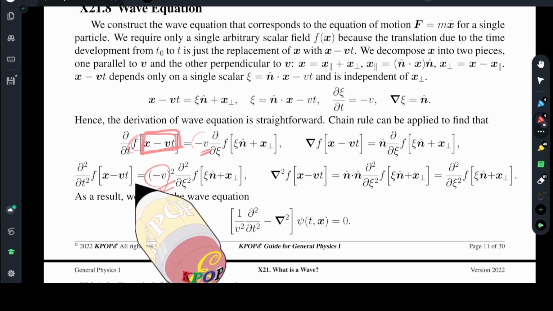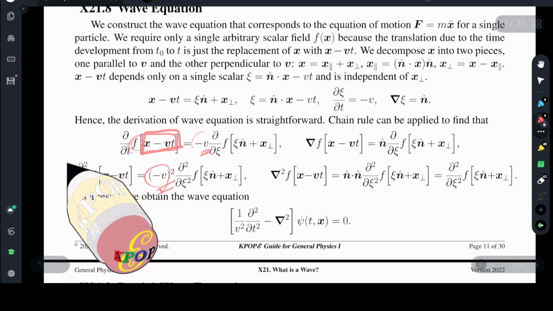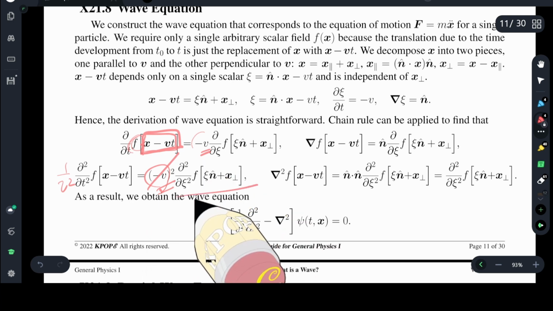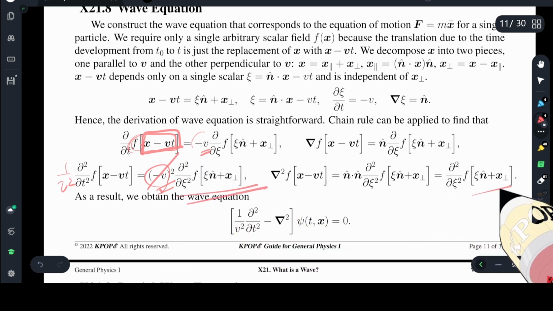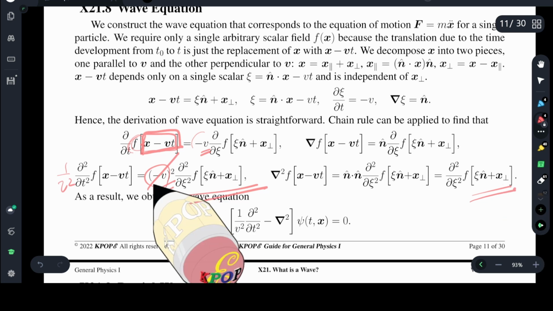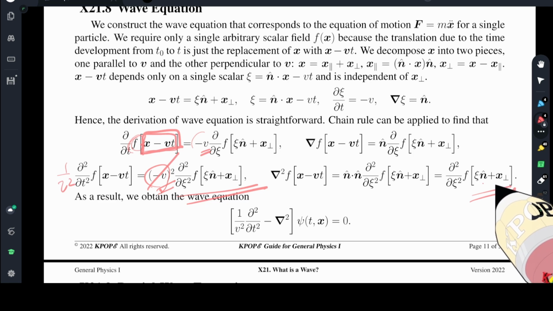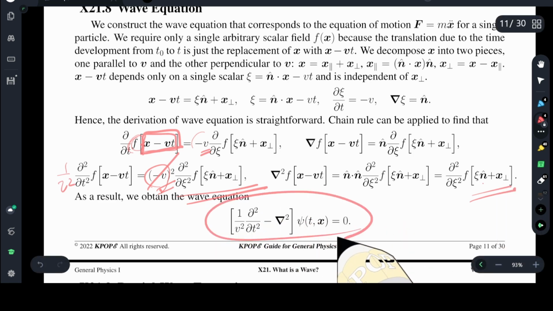As a result, if I divide both sides by v squared, this cancels, and the right-hand side is exactly the same. So I can construct the equation of motion for a wave. If I subtract these, the difference must always be 0. Therefore, this is the wave equation.